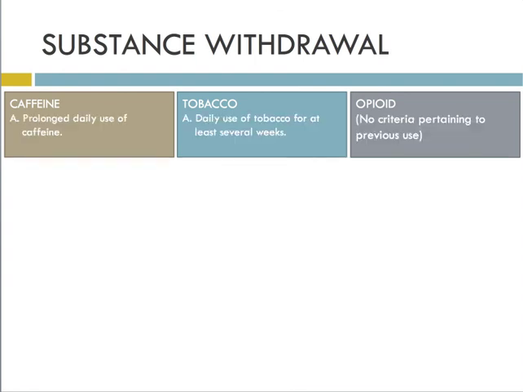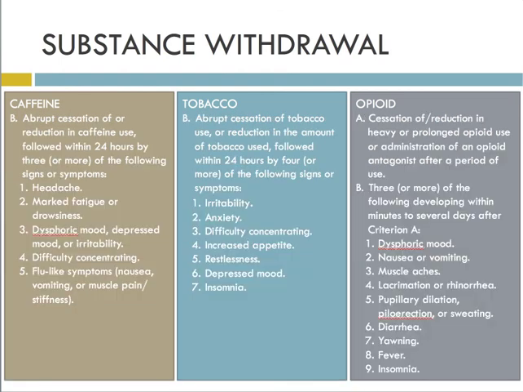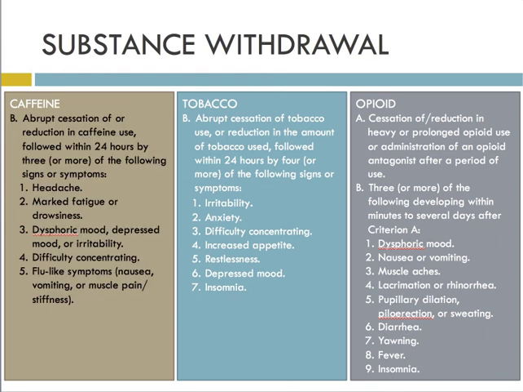For criterion A, caffeine withdrawal specifies that the person must have been engaging in prolonged daily use of caffeine. For tobacco, it's daily use for at least several weeks, but for opioids, there's no real specific criteria pertaining to previous use. Criterion B looks fairly different across substance classes, however. So for caffeine, the DSM specifies that the person abruptly stopped or reduced their caffeine use, followed within 24 hours by 3 or more of the signs or symptoms, including headache, marked fatigue or drowsiness, dysphoric mood, depressed mood or irritability, difficulty concentrating, or flu-like symptoms.